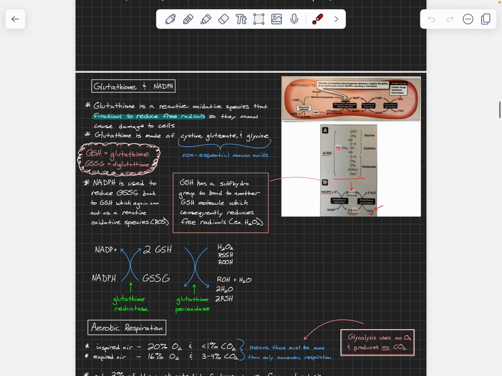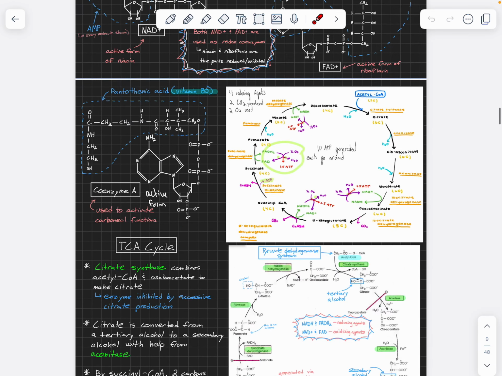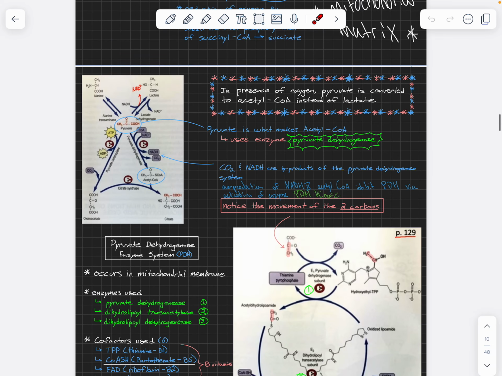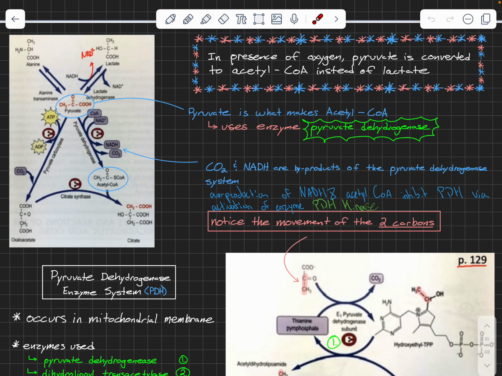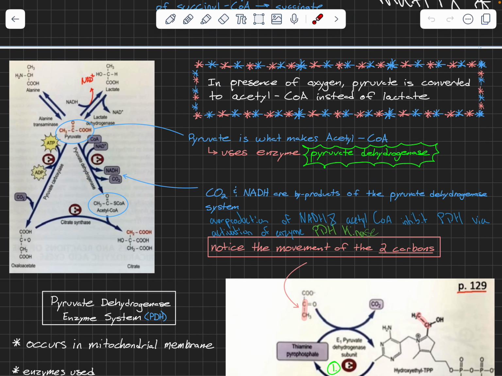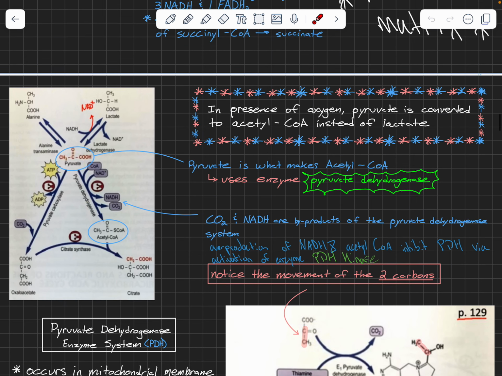So, without further ado, we're going to jump down here. We're going to skip past the TCA cycle just for a hot second because the PDH system actually connects glycolysis to the TCA cycle. So, big thing I want you guys to see right here, in the presence of oxygen, pyruvate is converted to acetyl-CoA instead of lactate. So if we were to jump back to that little diagram I wrote, instead of having that NADH come in and react and reduce that pyruvate into lactate, instead we are going to stop at pyruvate and go through the pyruvate dehydrogenase system.